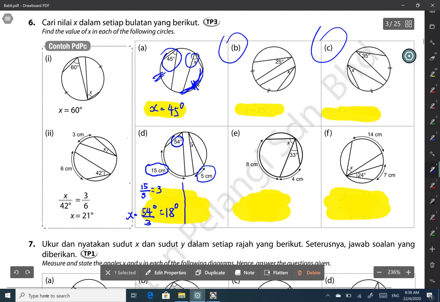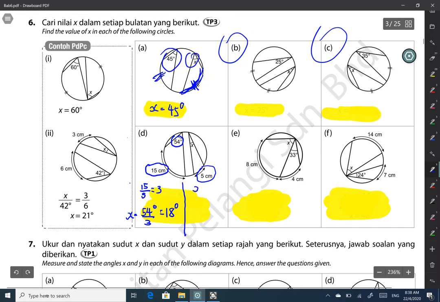Or we can use the ratio. X with 5 centimeter, X is our angle, so 54 degrees is 15 centimeter. So your X is equal to 18 degrees. We can use the proportional form, ratio form. Question E and F I leave for you.